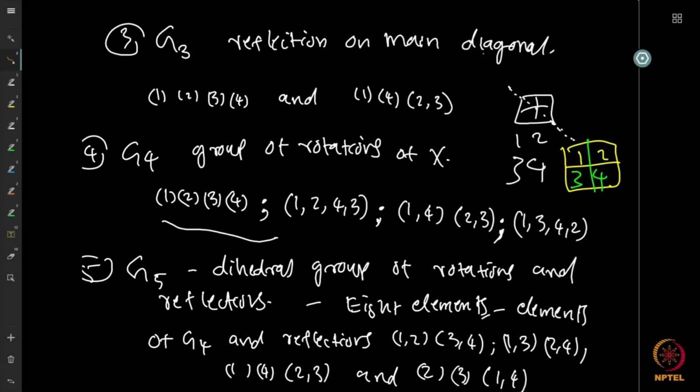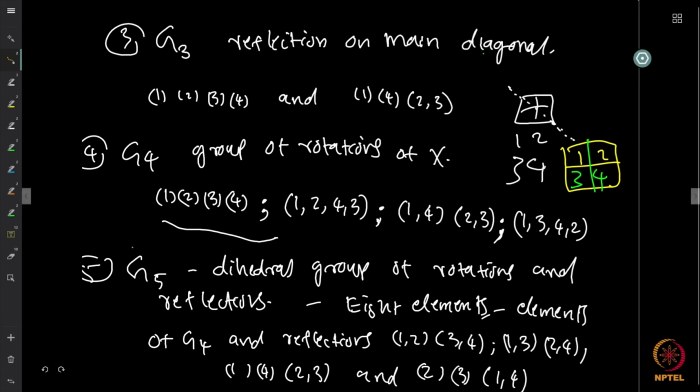And similarly, if I rotate 3 times, or rotate to the left, then I will get 1, 3, 4, 2. So 1 going to 3, 3 going to 4, 4 going to 2, and 2 going to 1. So these are the rotations, and these form a subgroup which is called G4 in our case.